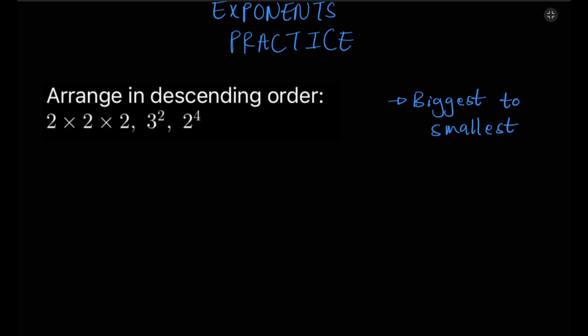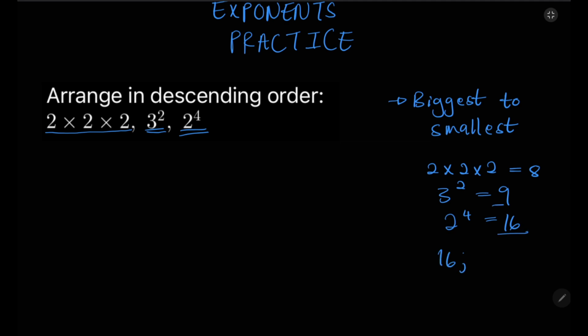Now let's try arrange this in descending order. We have 2 times 2 times 2, 3 to the power 2, and 2 to the power 4. Okay, let's find the value so that it's easier to write this in descending order, meaning biggest to smallest. 2 times 2 times 2 is 8. 3 to the power 2 is equal to 9. Then 2 to the power 4 is equal to 16. Which one is bigger? 16. So let's write 16 here, followed by 9. We're left with 8.